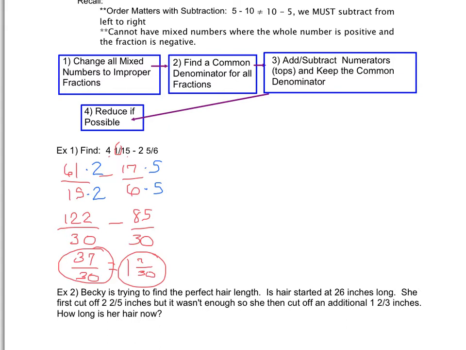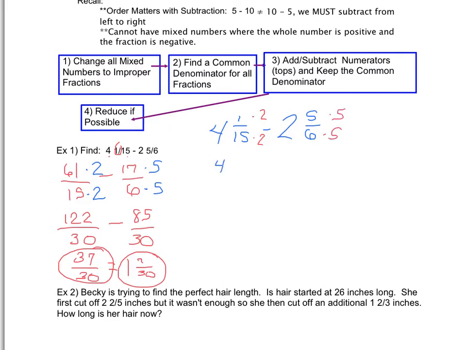I'm now going to show you the incorrect way. Do not put this in your notes. I'm worried that if you put this down in your notes, you're going to look at it later and it's going to confuse you and you may think this is the correct way to do it. So I'm going to go ahead and work it the wrong way. I'm going to skip step 1 and say if I have 4 and 1/15 and I'm subtracting 2 and 5/6, I know my common denominator is still 30. So I'm going to go through that same step 2.